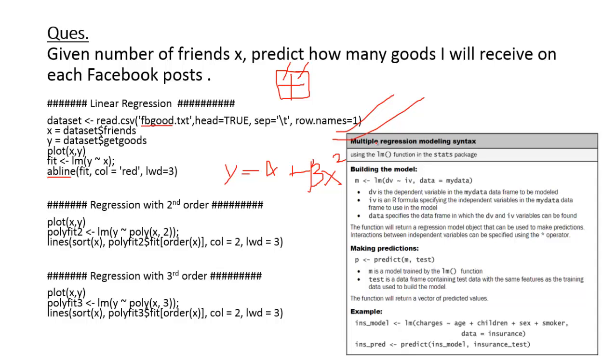Next we are going to see classification, which is KNN, and which is quite interesting. Let's see next.